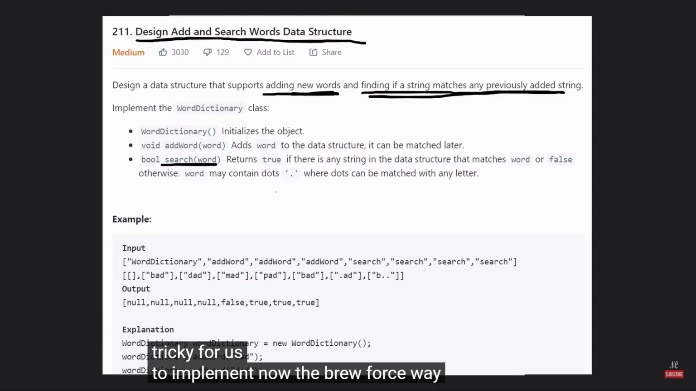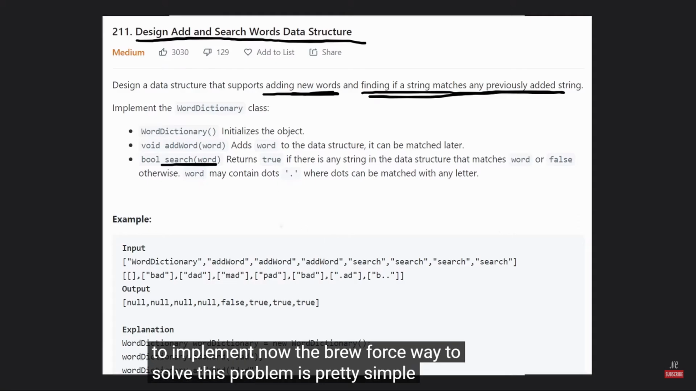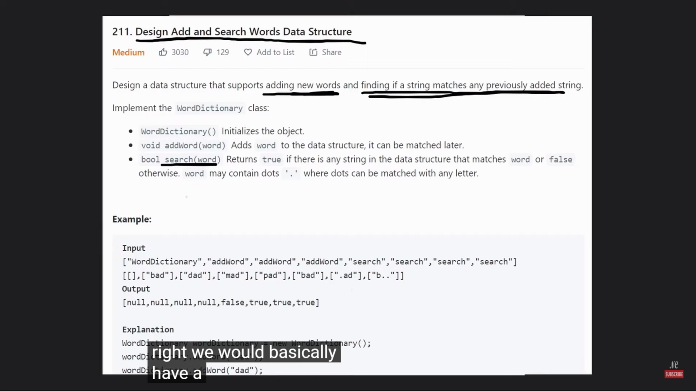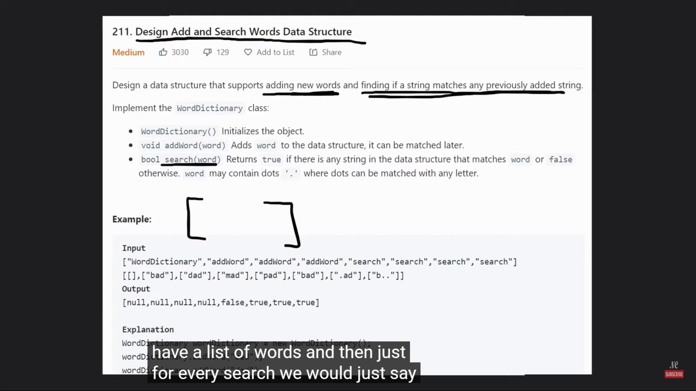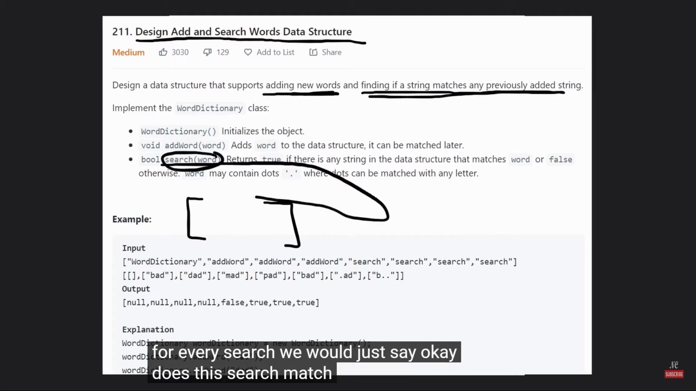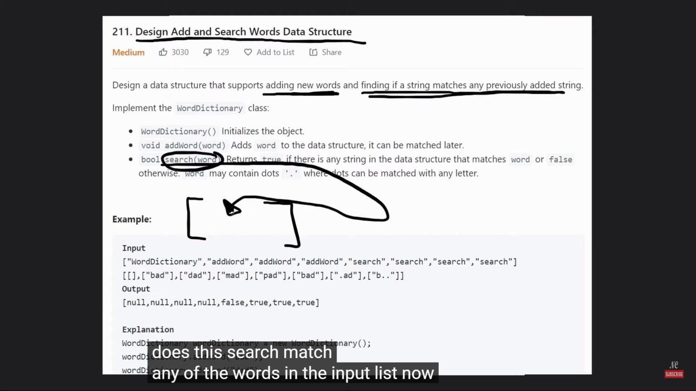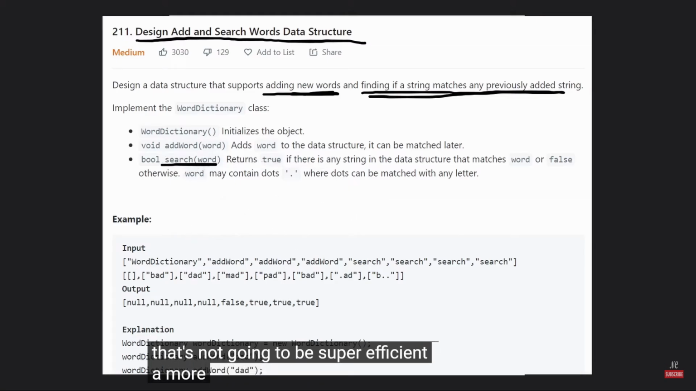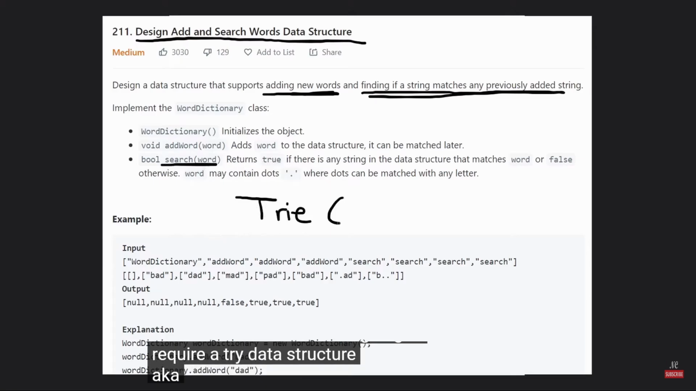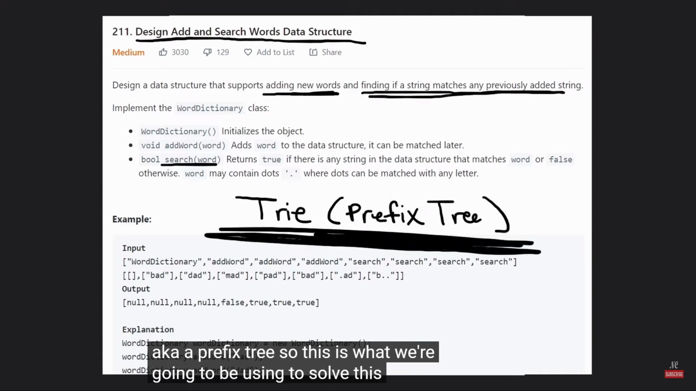Now, the brute force way to solve this problem is pretty simple, right? We would basically have a list of words and then for every search, we would just say, okay, does this search match any of the words in the input list? Now, that's not going to be super efficient. A more efficient solution is going to require a trie data structure, aka a prefix tree. So this is what we're going to be using to solve this problem efficiently.